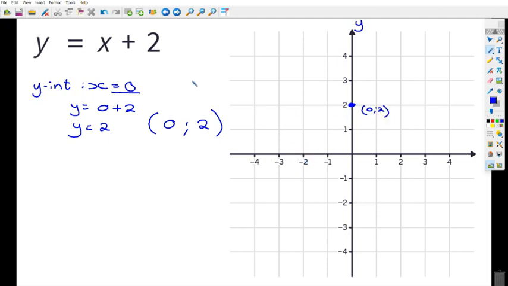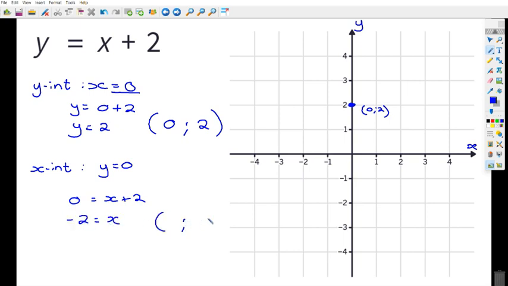Now I also know that this straight line is also going to cut my x-axis. And on my x-axis, what do I know? I know that the y value is always 0. So in order to find my x-intercept, where the graph cuts the x-axis, we know that the y value is always going to be 0. If I substitute 0 in for y, I've got 0 equals x plus 2. To find x, I take the 2 across, it becomes negative 2, and I've got x.